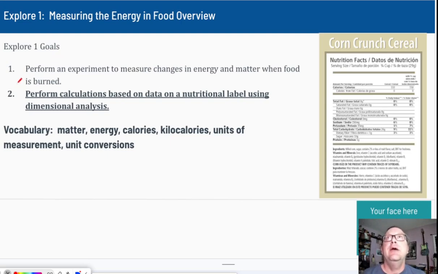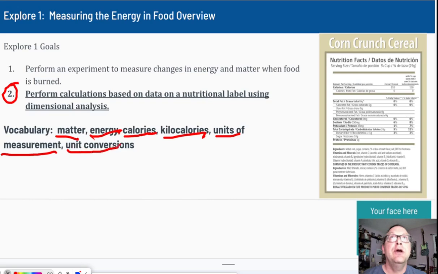Our lesson goals today will be focused on goal number 2 here. Today, focusing on performing calculations based on data on a nutritional label using dimensional analysis. To do that, we'll have to discuss matter, energy, calories, kilocalories, what are units of measurement, and how can we do conversions between those units of measurement using this food label.